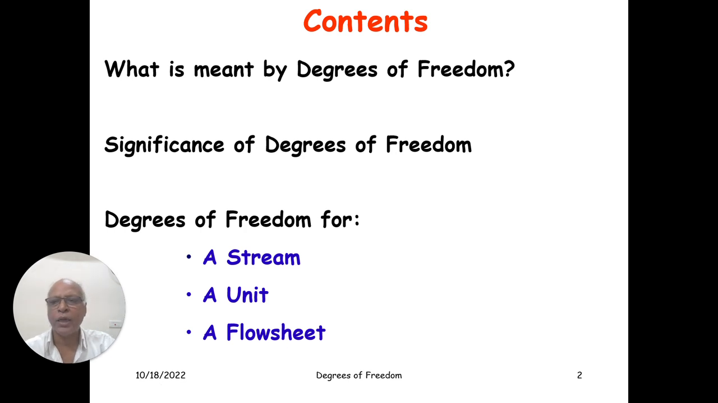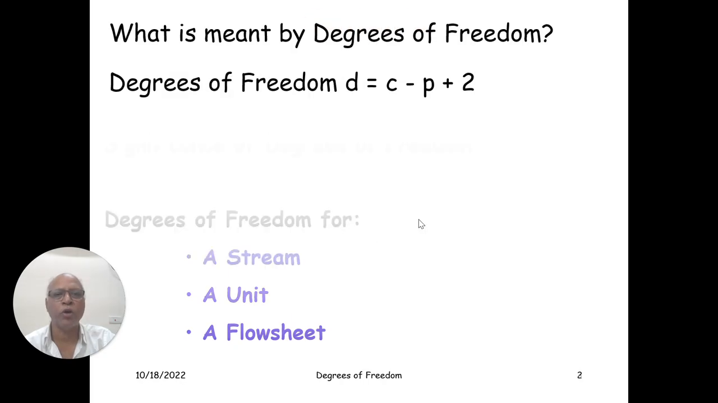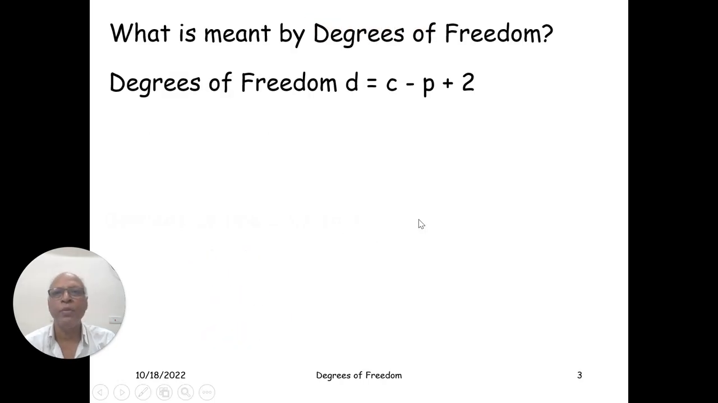Remember, unless we do this, we may not be in a position to identify the minimum information that may be required to define the problem. So let us go ahead. You know the conventional definition of degrees of freedom. So you know this is your Gibbs phase rule.